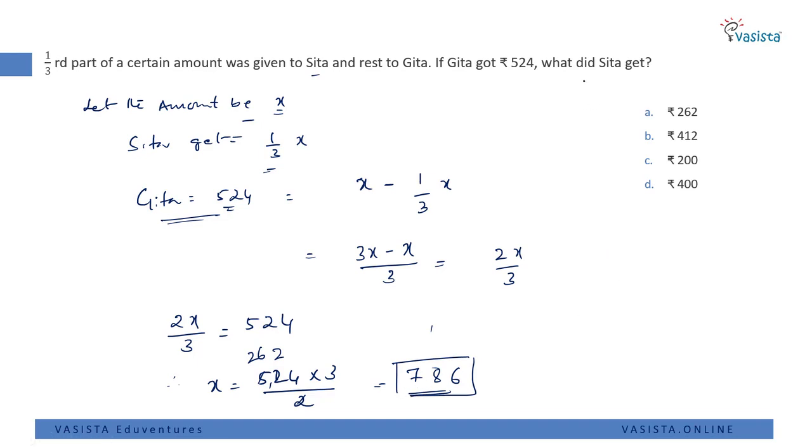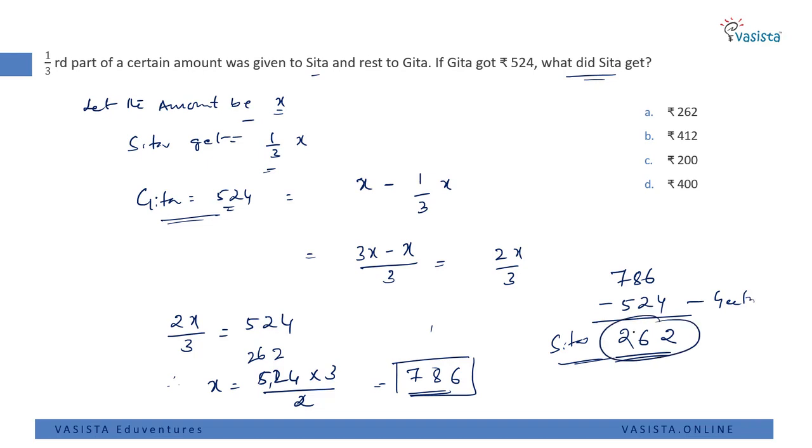So now what we are supposed to find? Sita's amount, that is 786 minus Gita's, how much she got? 524. Right, 6 minus 4 is 2, 8 minus 2 is 6, 7 minus 5 is 2, so 262. This is Sita's amount, this is Gita's amount, right, 262 is the answer. Option A is the right one.